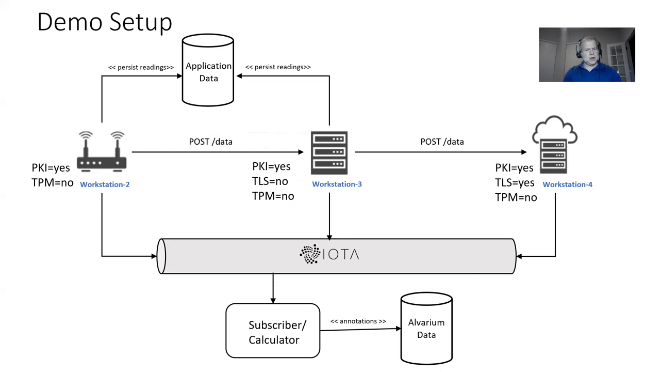The other thing I want to show you here is that I've got these PKI, TLS, TPM, and so on. This reflects the annotations that are going to be captured at each point of the process. For workstation two, we're going to capture two of them: a PKI annotation, which says that the data going out has been signed, and the fact that there's no TPM. None of these boxes have TPMs on them. On workstation three, we have an extra annotator for TLS. I've set up a simple REST endpoint with no TLS certificate, and so that's going to fail. But then when the data is passed to workstation four, there is a TLS certificate there, and so that one's going to succeed.